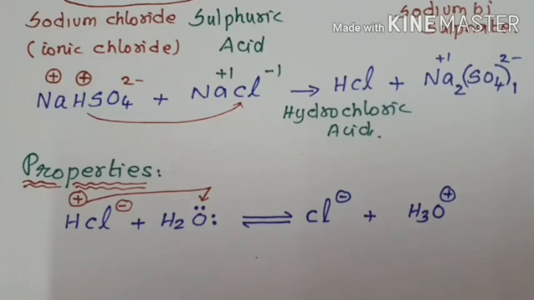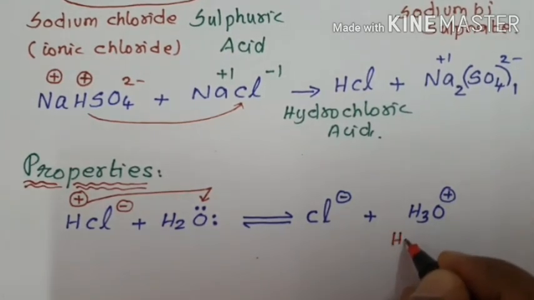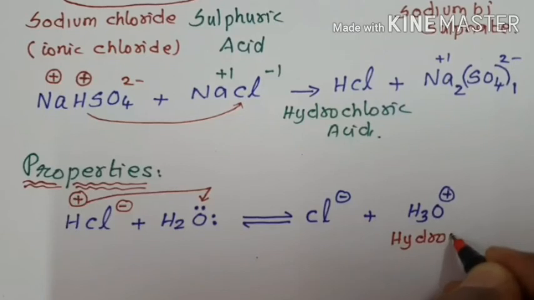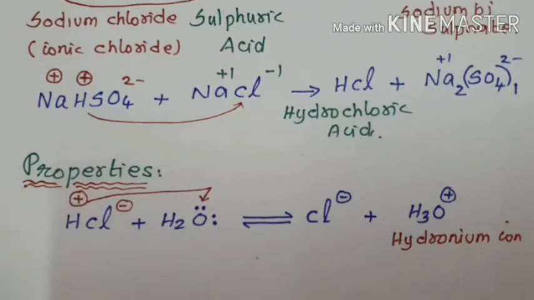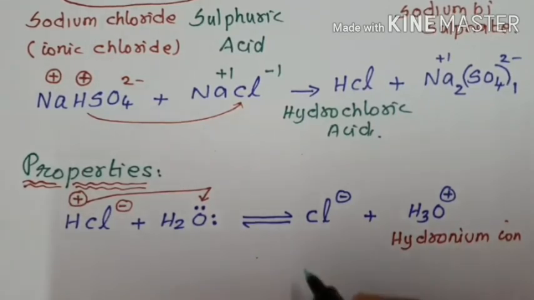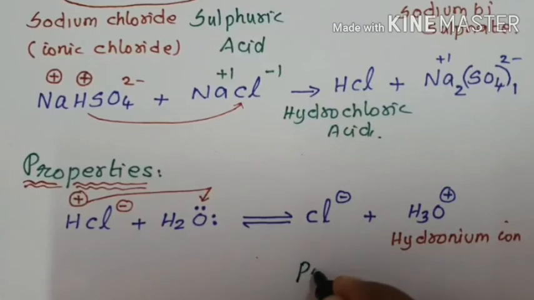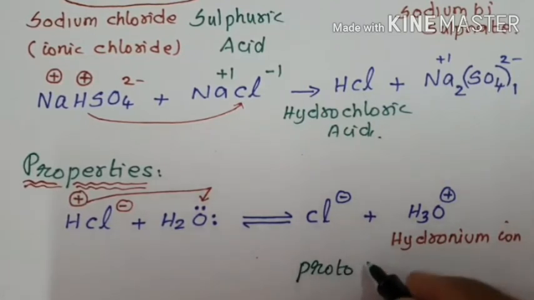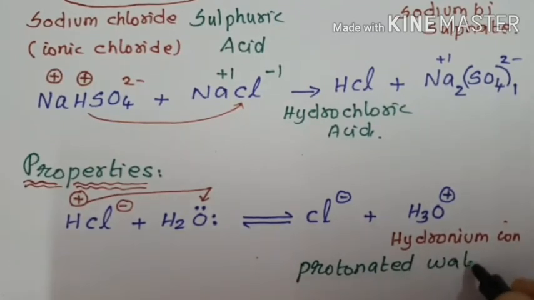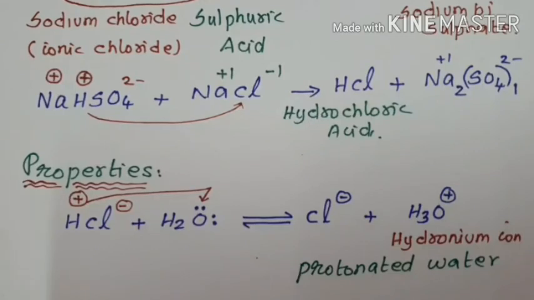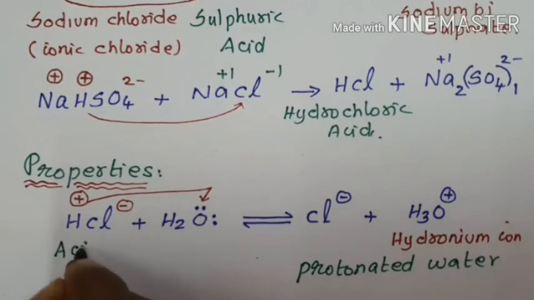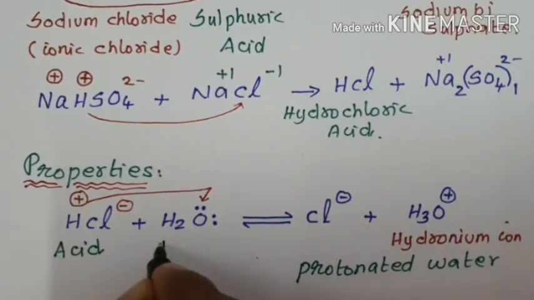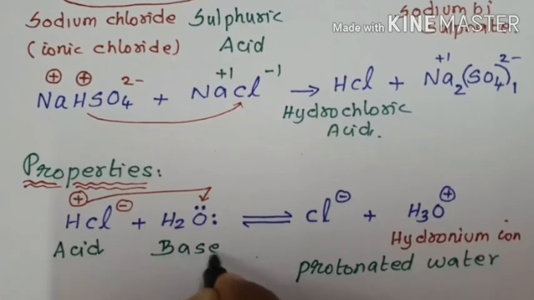What is H3O plus? It is called the hydronium ion. The H3O plus ion is also called protonated water, since a proton, H plus, is added to water. So, according to Lowry-Bronsted, an acid is one which donates a proton and a base is one which accepts a proton.